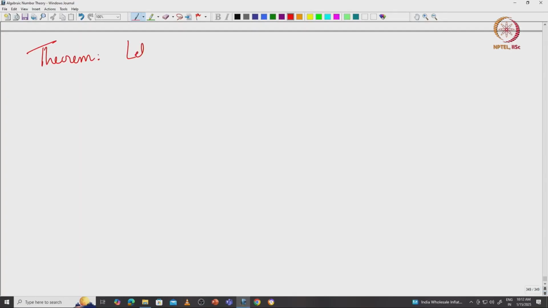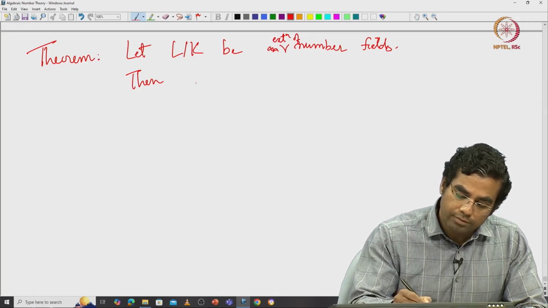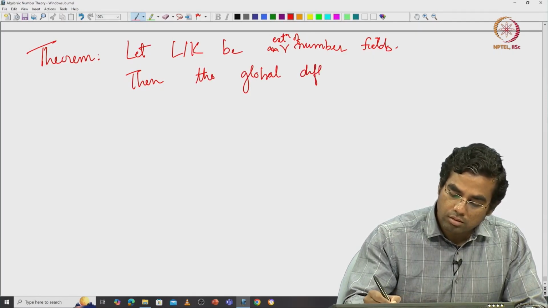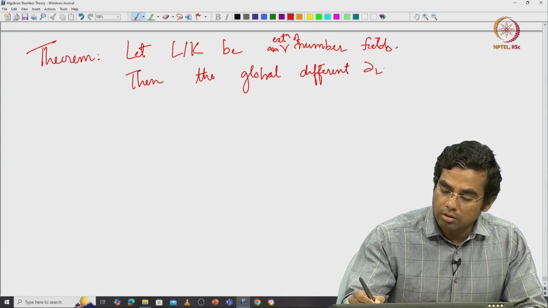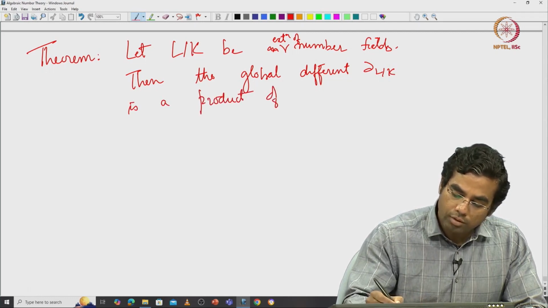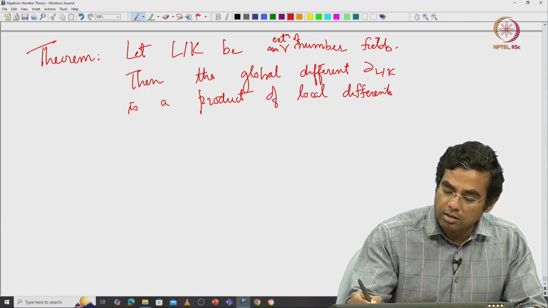So, let L over K be an extension of number fields, then the global different of L over K is a product of local differents. And as I said, this is somewhat tricky.